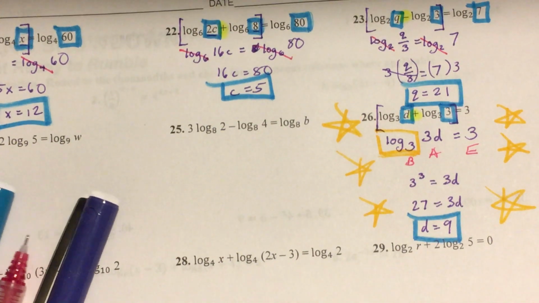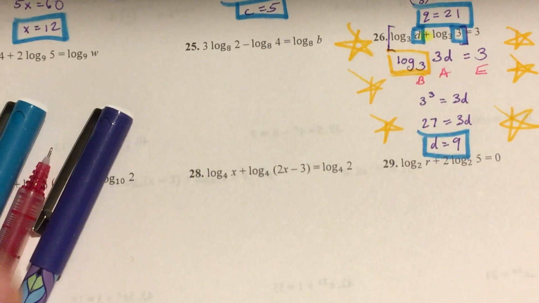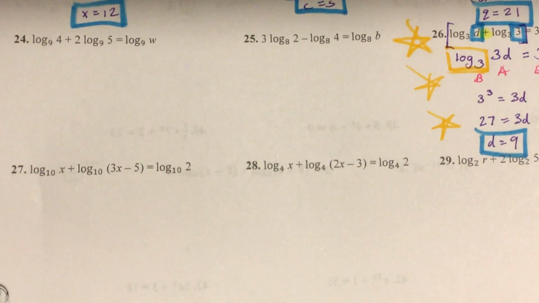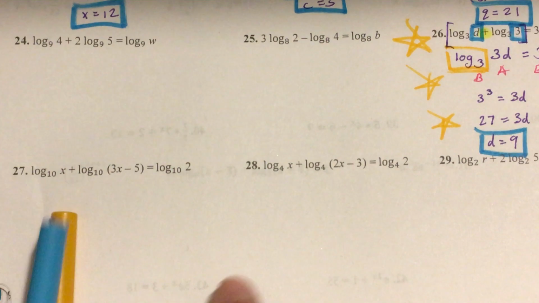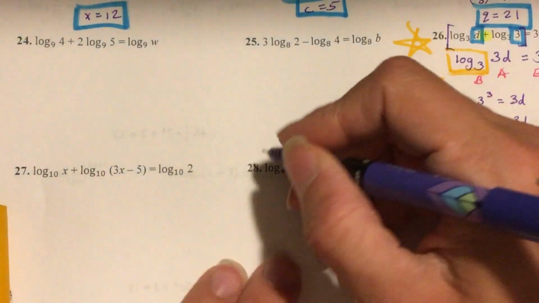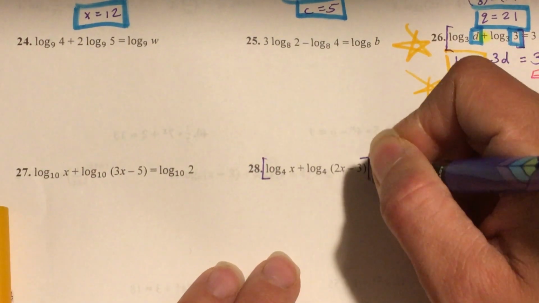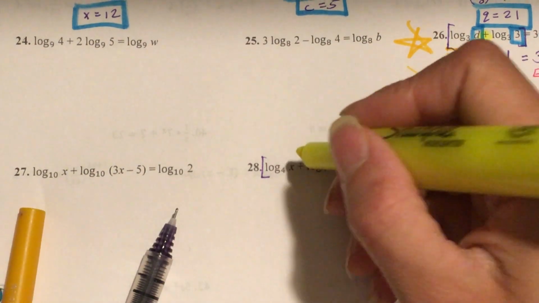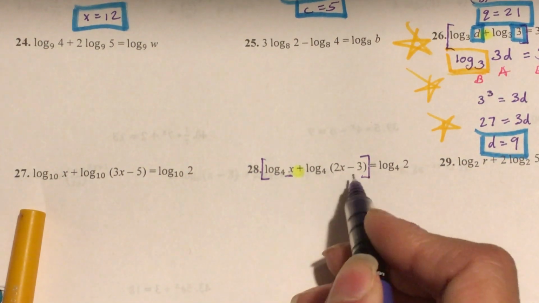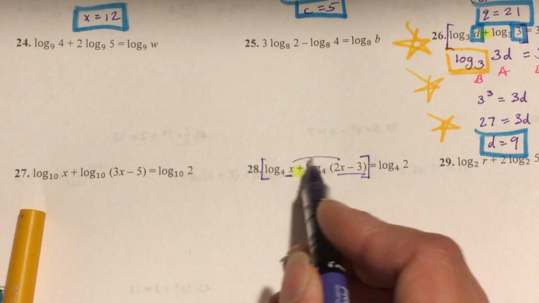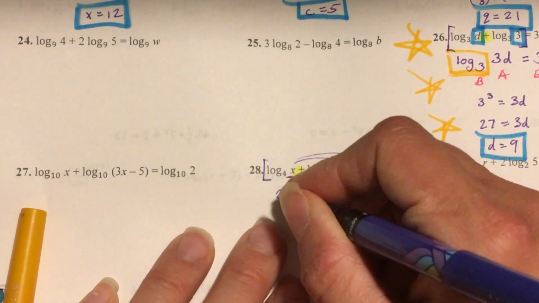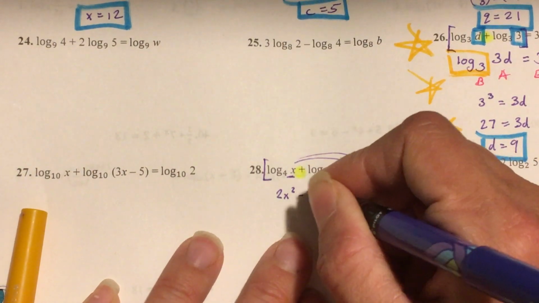So we are going to look at number 28 and 29. So you'll have to do number 27 on your own, but we'll look at number 28 and 29 together. So on 28, we have 1, 2, 3 separate logs. So we're going to take the 2 that are on the same side and condense them. They are separated by addition. So we're going to condense by multiplying. So if I multiply the answer parts of those logs together, we're actually going to be distributing that x to both. So 2x squared minus 3x.